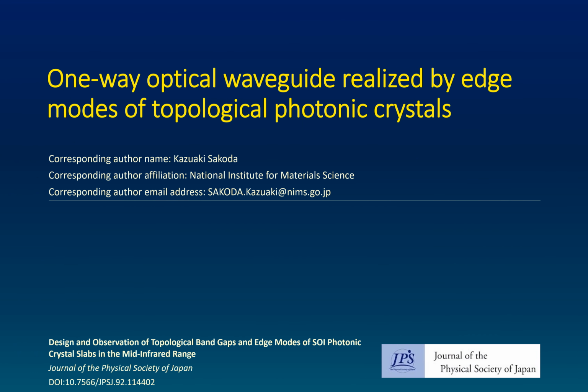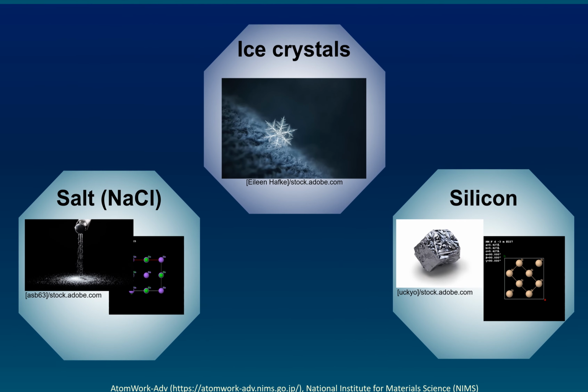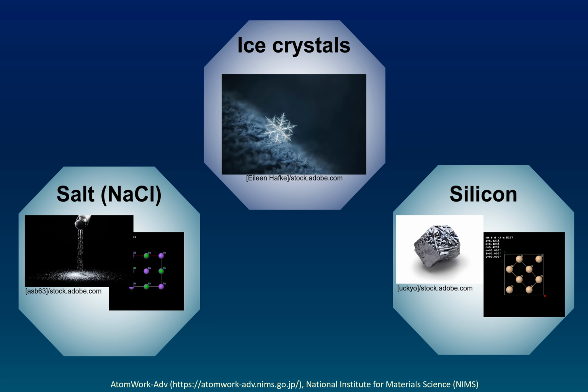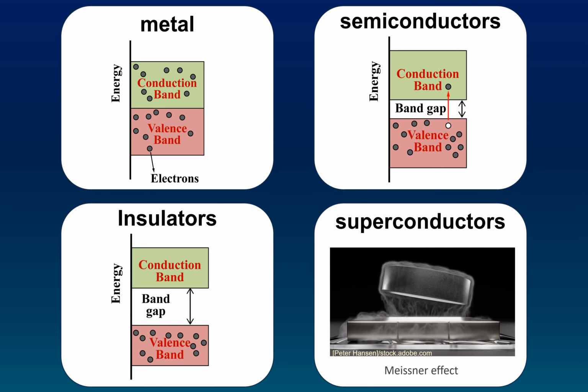One-way optical waveguide realized by edge modes of topological photonic crystals. Various types of crystals with regularly arranged atoms can be found in nature. The type and arrangement of their constituent elements mold the properties unique to each crystal. In many cases, it is the electrons that shape these properties.